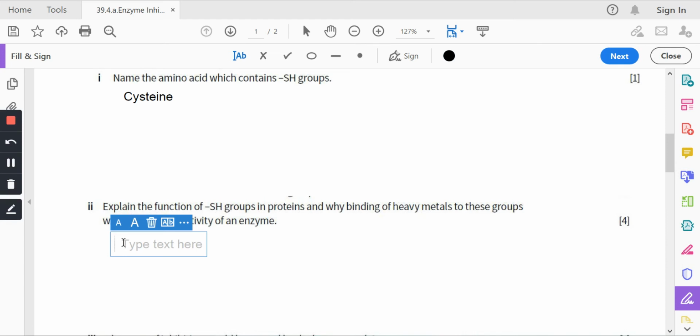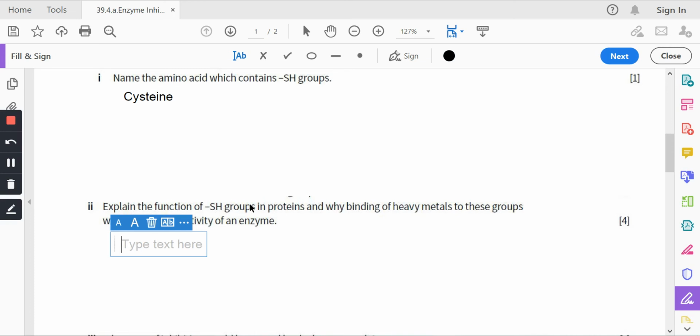Now if these heavy metals come and make permanent bonds with the sulfhydryl group, they will disrupt the shape of the active site and the substrate won't be able to bind with the enzyme anymore. So if you think my explanation was too fast, you can pause the video and rewind and listen to my explanation again. I am going to now answer why the sulfhydryl groups in proteins are there, what is the function of these groups, and then I'll explain why heavy metal binding to them is a problem with the activity of the enzyme.